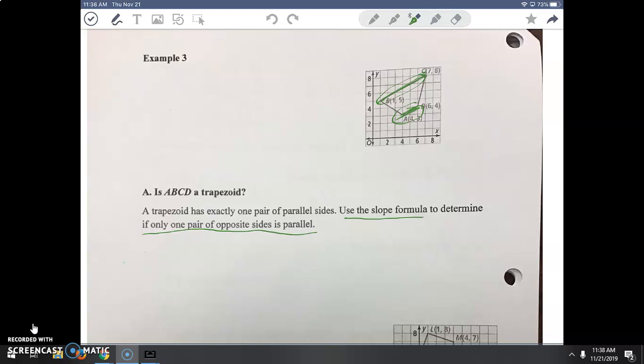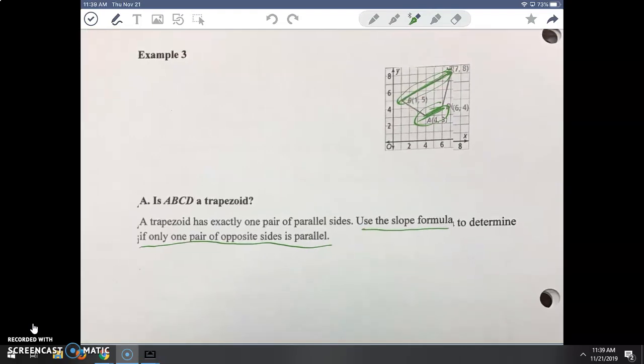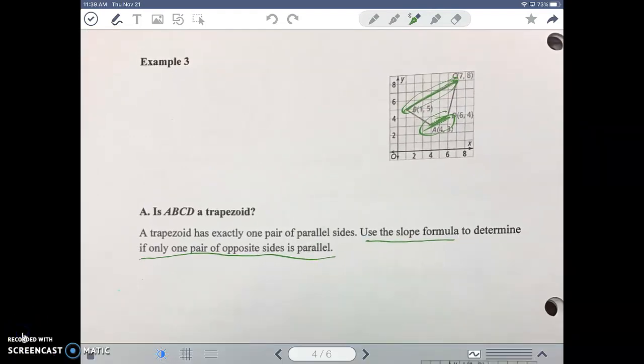Okay. So one of the things we can do is compare all the sides. Okay, A, B, C, and D. We can do the slope of AB first, then BC, then CD, then AD, and then we're going to come back and check to see if we have a set of parallel lines, okay? So I'm going to pause it and then I'm going to come back with the answer.